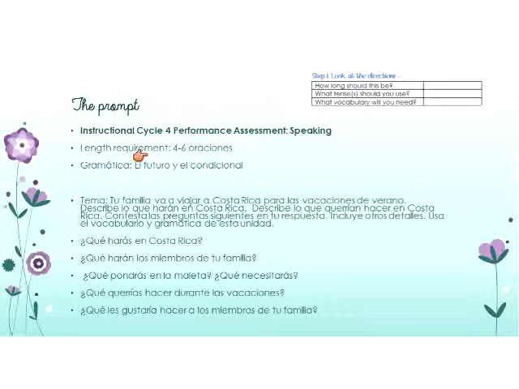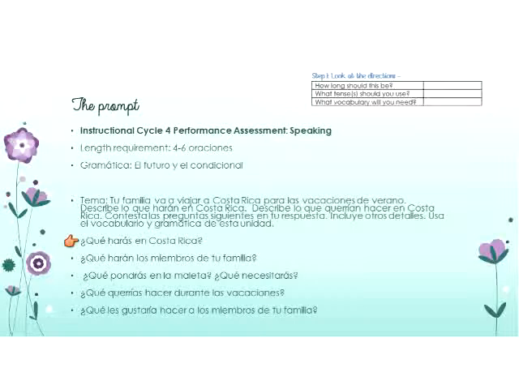So looking through this prompt, you can answer this first part of your planning guide. How long should it be? 4 a 6 oraciones. There are 5 questions, so that makes it really easy to do 4 to 6 sentences. What tense should you use? El futuro y el condicional. And what vocabulary will you need? Things related to travel, stuff that you can put in your suitcase, activities, that sort of vocabulary.